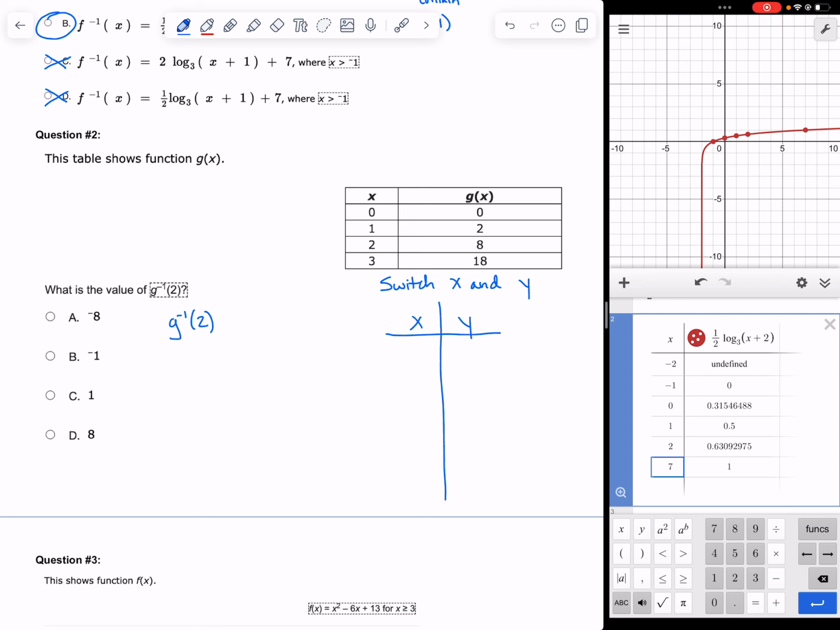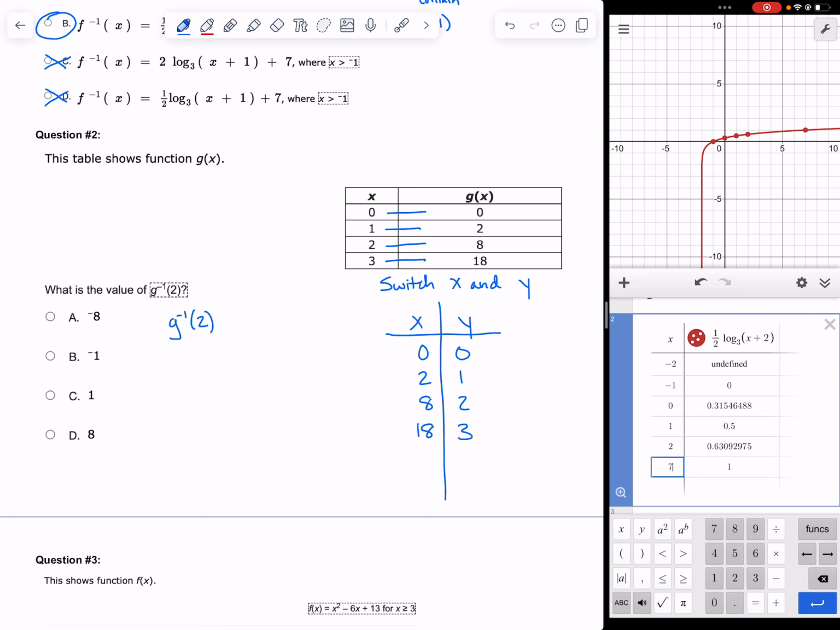All right, so I've set up my table. I'm going to switch x and y. So I notice I have (0, 0), so that stays the same. I have (1, 2), so I'm going to put (2, 1). I have (2, 8), so I'm going to put (8, 2). And I have (3, 18), so I'm going to put (18, 3).